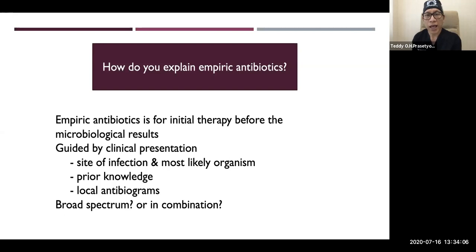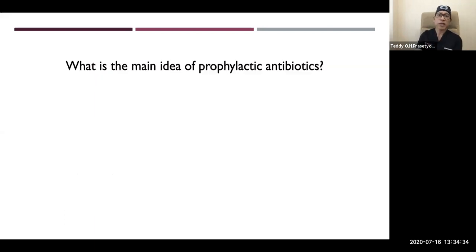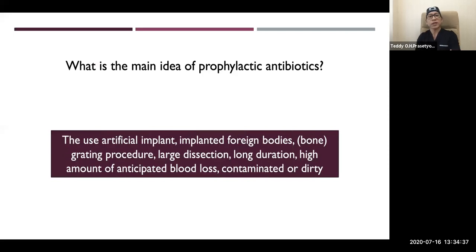Then when you use empiric antibiotics, people usually use broad spectrum antibiotics. And with some particular concern, you may also combine them. But if you are very sure about site of infection, most likely organism, prior knowledge, and also the data in your unit, then you may come with narrow spectrum antibiotics rather than always rely on the principle of broad spectrum. So what is the main idea of prophylactic antibiotics then? This prophylactic antibiotics is used when you actually insert an artificial implant in your patients.